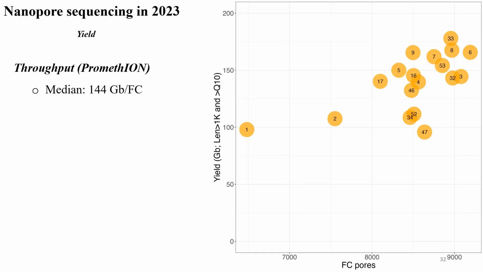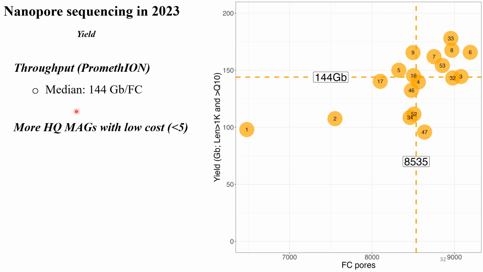We also see the yield of nanopore platforms has improved a lot. Now for our samples, the median yield for one PromethION flow cell is around 140 gigabases, which means with the same cost, we can get more high-quality MAGs. Based on our estimation, the cost per high-quality MAG has decreased to less than $5. For the Flongle and MinION flow cells, we have seen more than 30 gigabases of sequence can be generated from one flow cell.